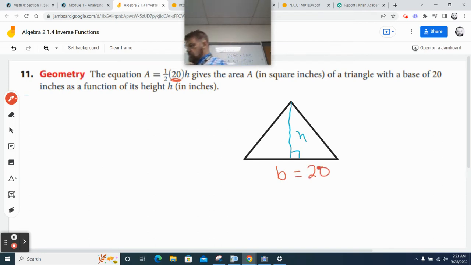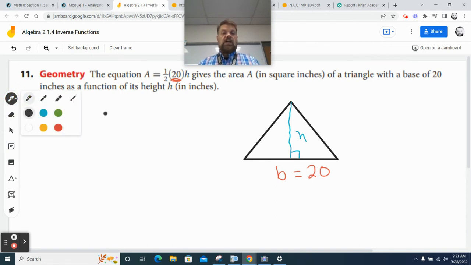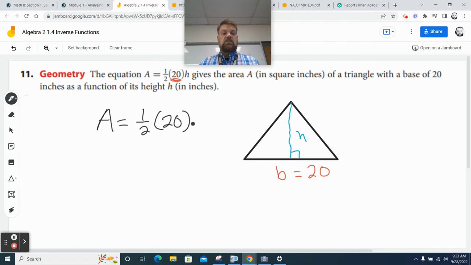So then what we're asked is for each given function, determine the domain of the inverse function, then find the equation of the inverse function, and then interpret the meaning of it. So I have a function of h. So first, I'm going to clean it up a little bit. In other words, I have A equals 1/2 times 20 times h. So A, the area, is a function of h.